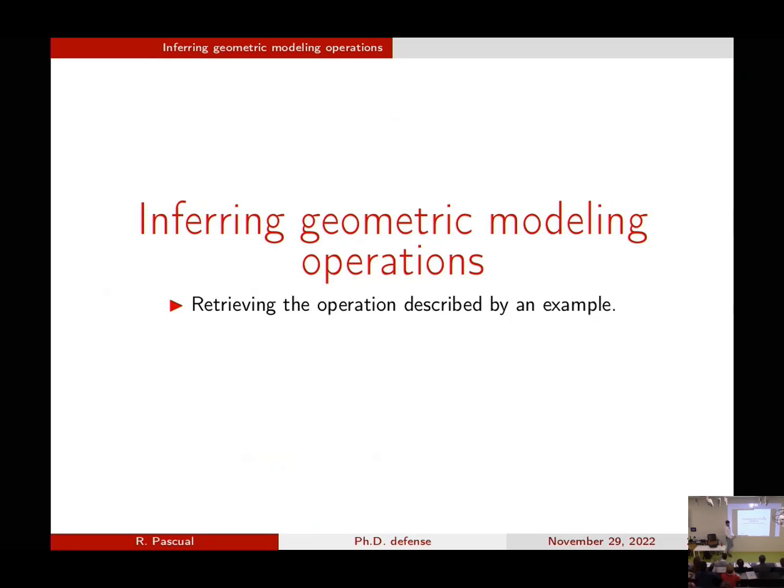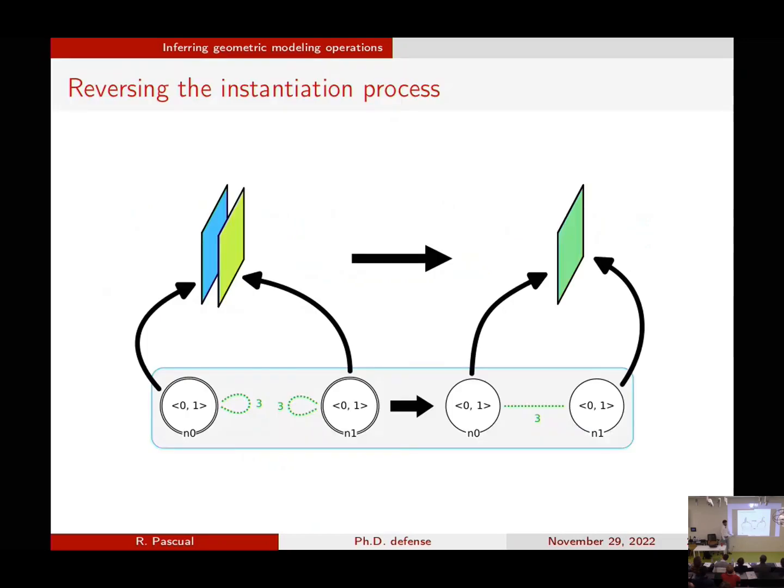So now the second part, the inference part. The question is, we have this modeling language. We can use it to perform modeling operations. How can we retrieve the modeling language? In a sense, it's as simple as reversing the arrows, because it's simply reversing the instantiation process.